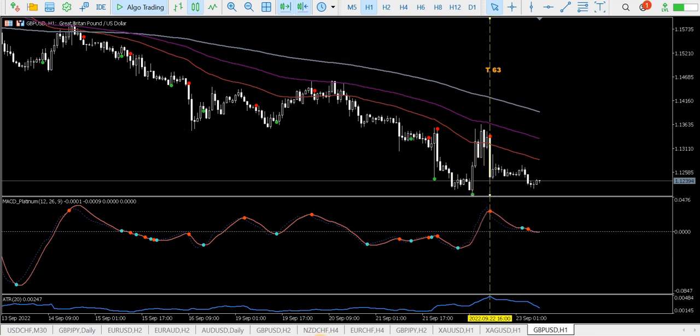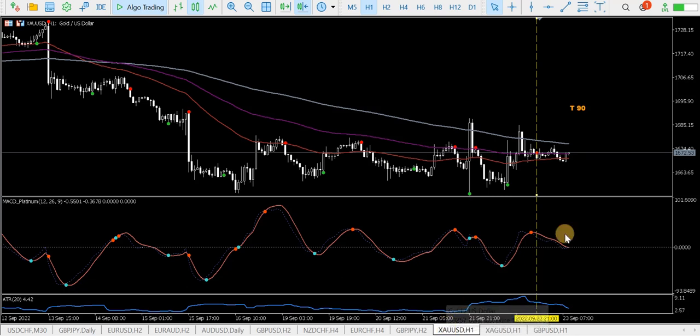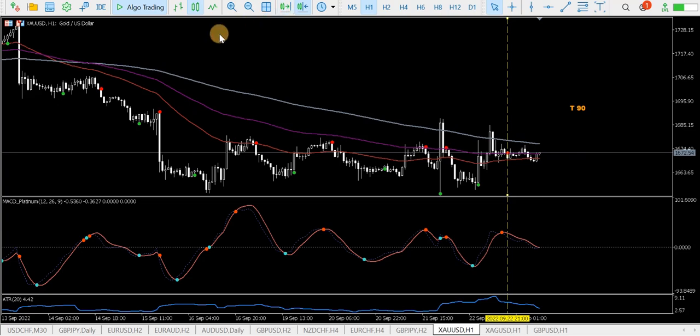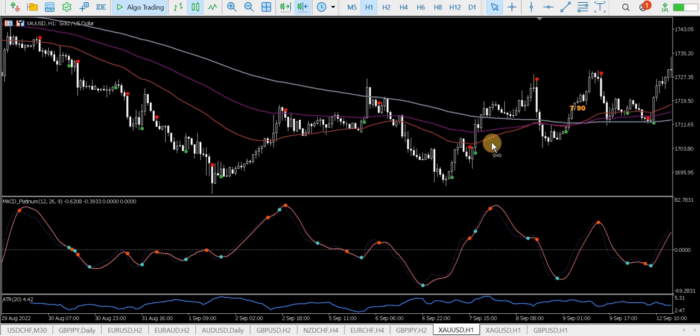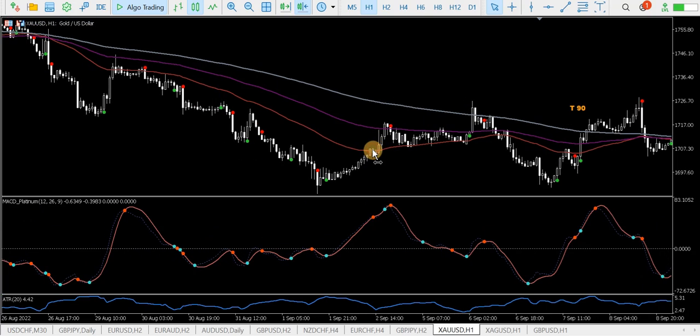Now I just want to show you something else. See if I can find, this is gold, and here's a current one. So target's 90 on this sell here. So that's how I monitor it. Now let's see if I can find an example. Maybe gold might be a good one. I want to show you. All right, here's probably a good example.